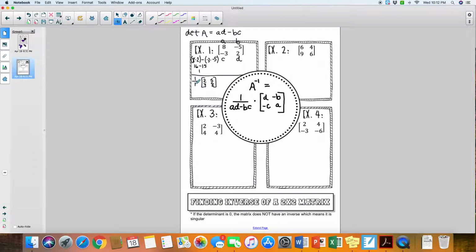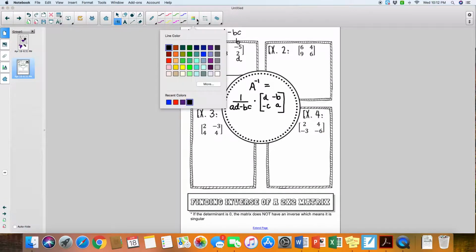So 1 divided by 1 is just 1, so then my scalar is 1. And to multiply by a scalar, you use the distributive property. That means I will multiply 1 by everything inside of this matrix: 1 times 2, 1 times 5, 1 times 3, and 1 times 8, which would give me back the same matrix because 1 times anything is itself. So this would be your inverse matrix. That was the first example.